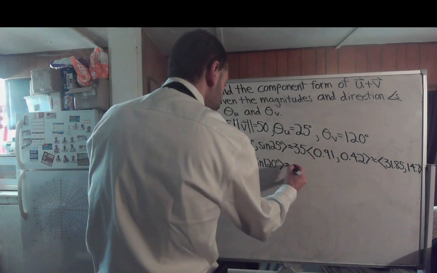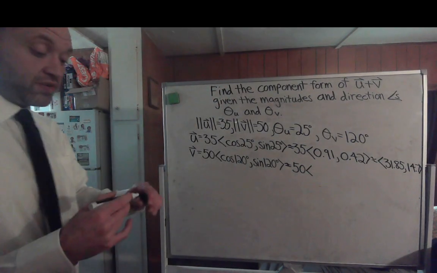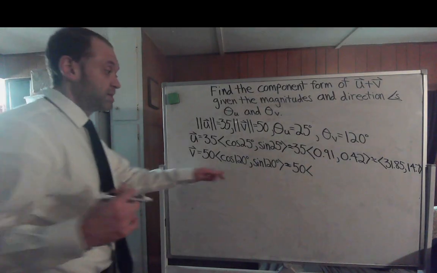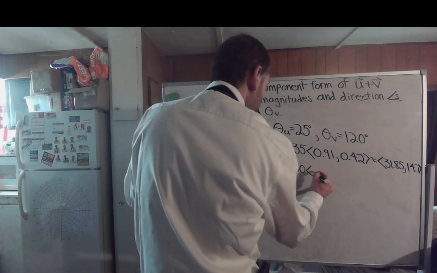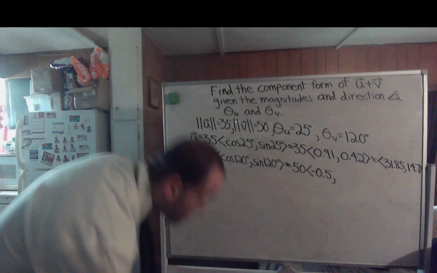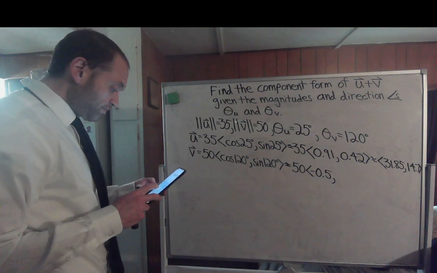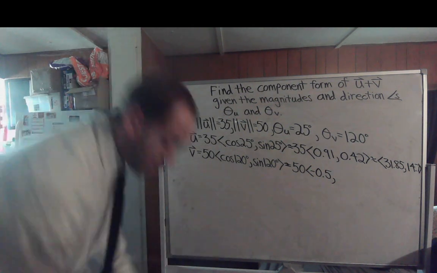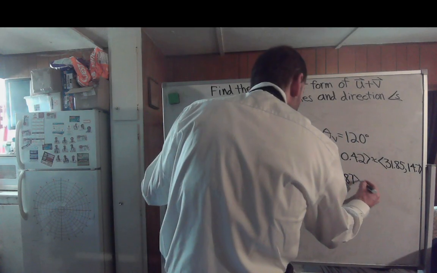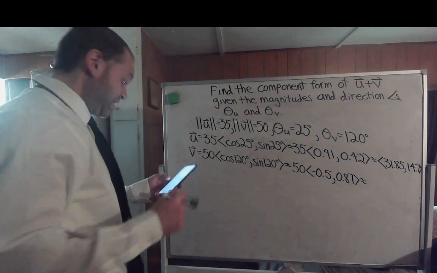Which would be approximately equal to 50 times, well, the cosine of 120, that's a 60-degree reference angle in the second quadrant. That would end up being negative 1/2. So negative 0.5. That one was easy, but the sine of 120 is going to be the square root of 3 over 2, which is approximately 0.87. So now we just multiply that 50 through the vector and we should get an answer.